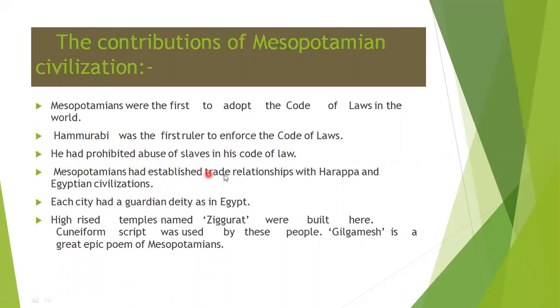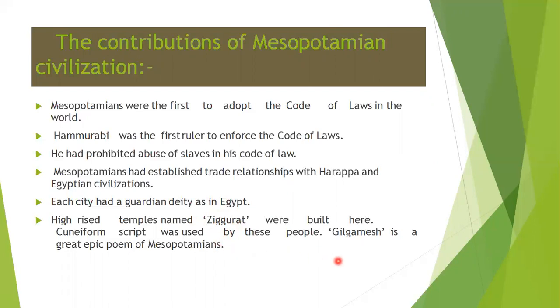Next, Mesopotamia had established trade relationships with the Harappan and Egyptian civilizations. Each city had a garden and a guardian duty as in Egypt, and a high-rise temple named Ziggurat. We can see the high-rise temples built in Mesopotamia, and cuneiform script was used by these people.